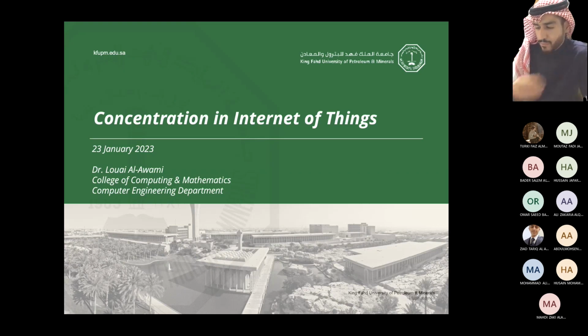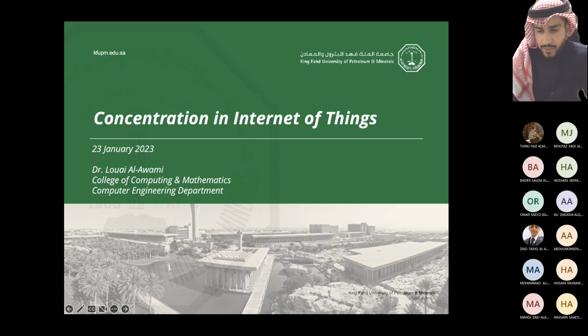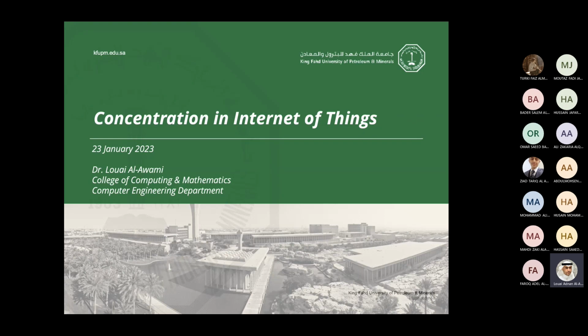So this is a very exciting concentration, I believe, because the Internet of Things is considered one of the main pillars in the digital transformation, or the fourth industrial revolution. So it's a multidisciplinary concentration, and I am going to give you an overview of the Internet of Things as what it is, and then talk about the concentration itself.